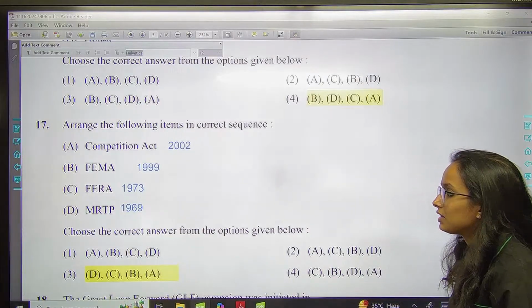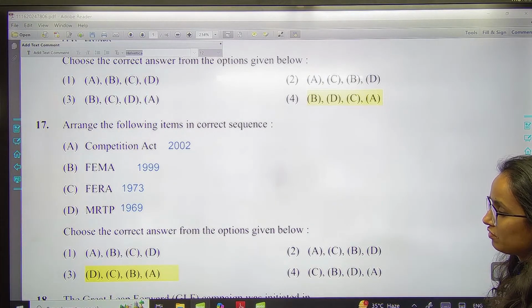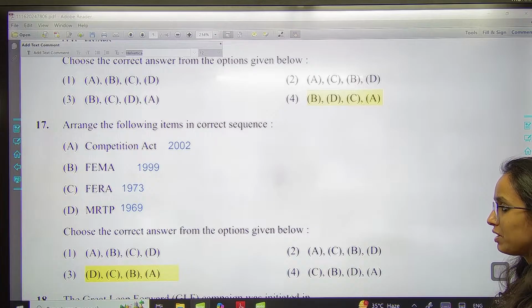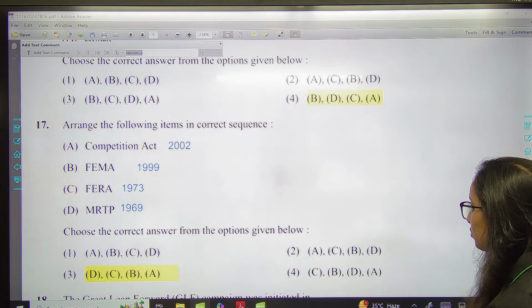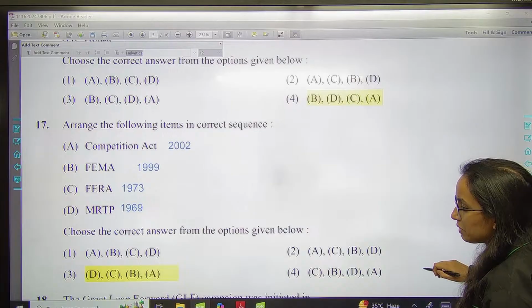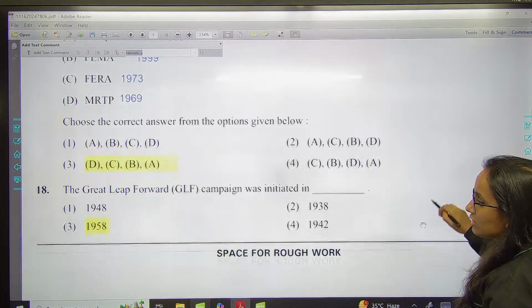MRTP came in 69. Then C, your FERA, then FERA was replaced by FEMA in 99. The Competition Act came in 2002. So here the correct sequence would be DCBA. These questions are again asked.